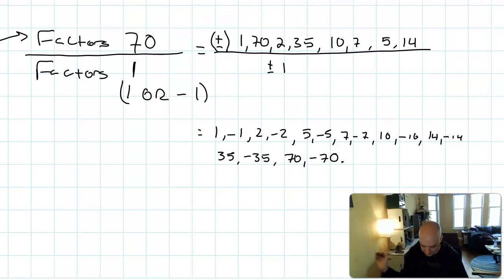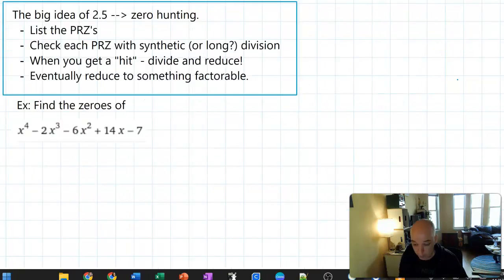What do you do with these possible rational zeros? Well, we do something called zero hunting, or that I call zero hunting. It reminds me, if anything, of the old game Battleship, where you were just kind of guessing and trying to find hits based on your guesses. So the procedure roughly goes like this.